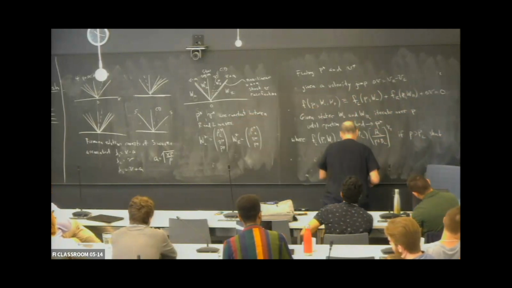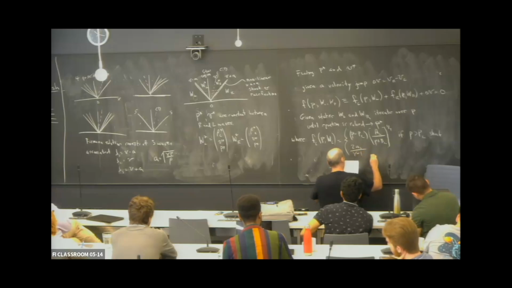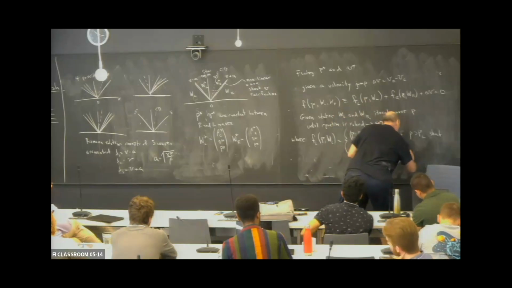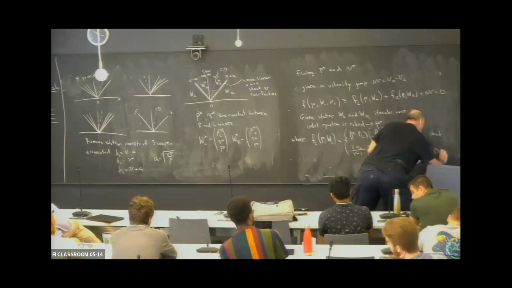And then similarly, for a rarefaction, again from the gas dynamic Euler equations, you can find this expression for the rarefaction fan. So that's gamma minus 1 over 2 gamma, and so on. That's if P is less than PL. Then you have a rarefaction.